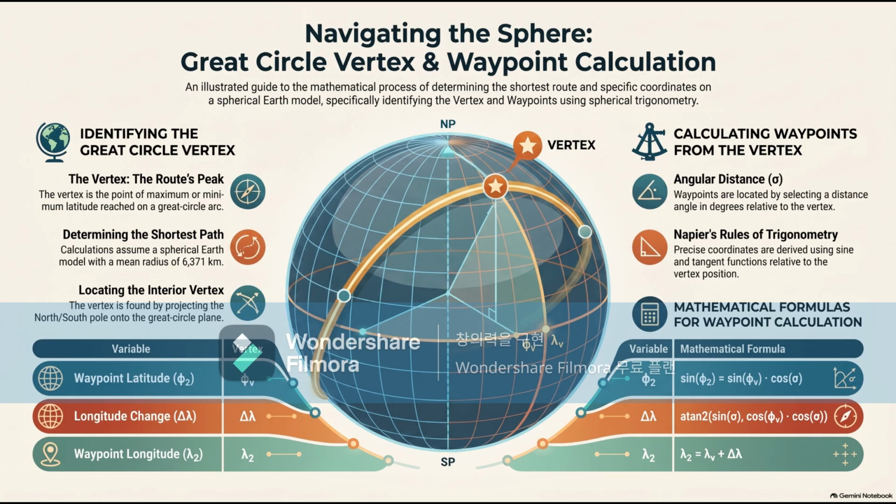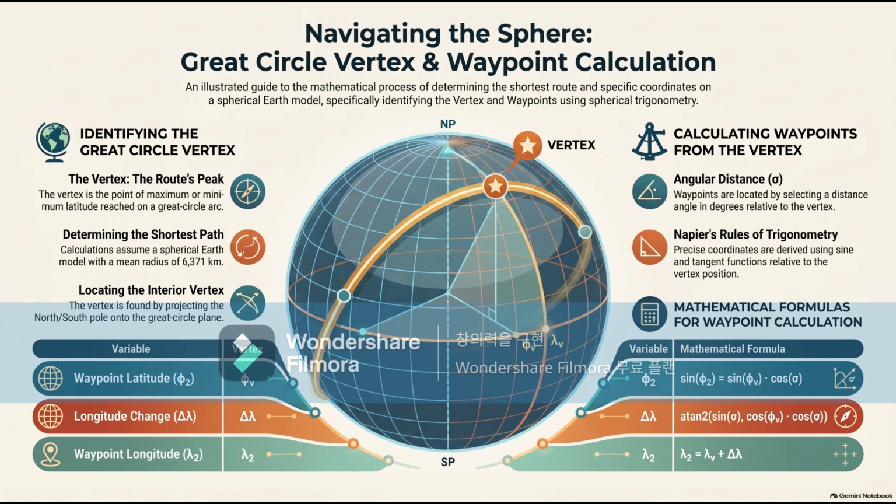Because if we're plotting a route over the curve of the Earth, there literally has to be a singular moment where the plane hits its absolute highest or lowest latitude before coming back down. So the code calculates this peak, which it calls the vertex. Yes. The source material defines the vertex as the point of maximum or minimum latitude reached by the minor great circle arc. Okay, minor great circle arc.